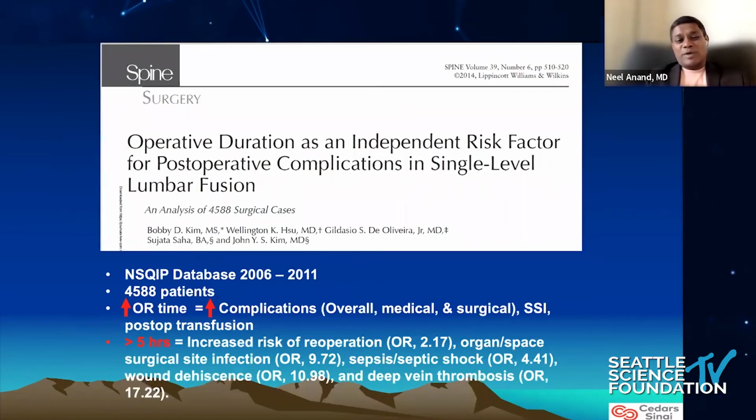I always quote this paper, single level lumbar fusion: increased risk of reoperation 2.1, surgical site infection 9 times, sepsis 4 times. And we can go on and on. This is a single level lumbar fusion. And there's a lot of data in laparoscopic literature and surgical literature talking about operative time as an independent factor of complications. We need to look at that.